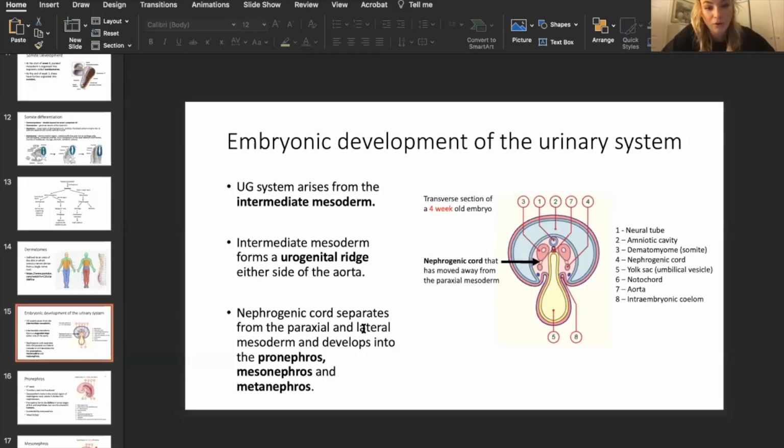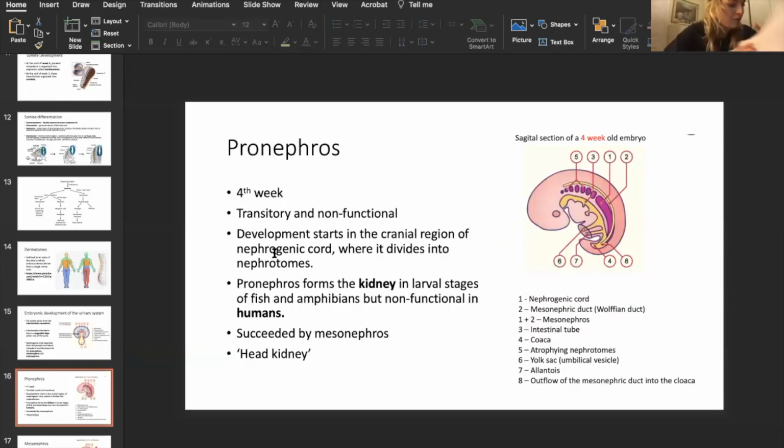So the nephrogenic cord then goes on to develop the pronephros, the mesonephros, and the metanephros, which we'll go on to discuss now. The pronephros starts forming in the 4th week, and it's the earliest of the 3 structures, and it's transitory and non-functional. It starts in the cranial region. Again, if you look at this image on the right, it's developing right up towards the head of the embryo. And it divides into nephrotomes.